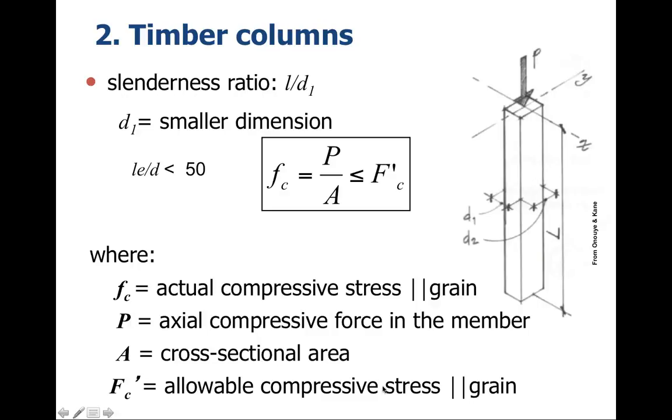So here we have the factors that come into play in this, F sub C being the compressive stress parallel to grain, P being the axial force on the column with the load, A being the cross-sectional area, and F sub C prime, as is shown in this formula, the allowable compressive stress, and that's a factor that can be looked up in the Wood Handbook or something of that sort.